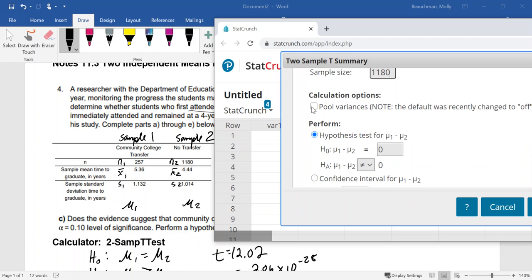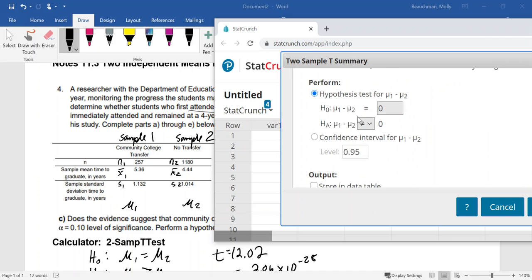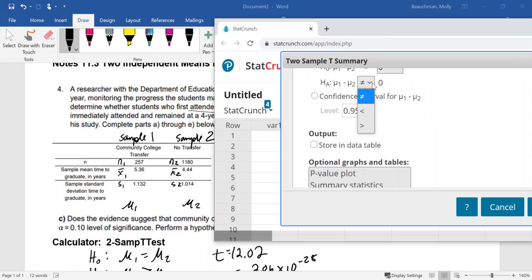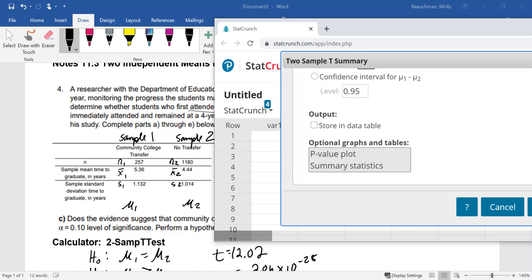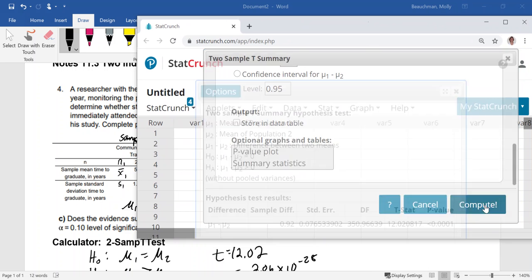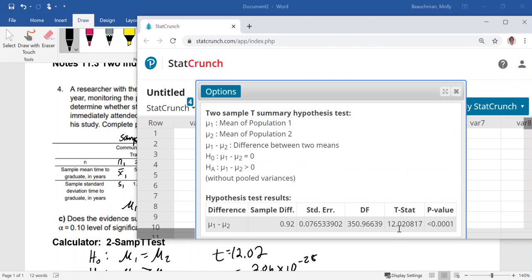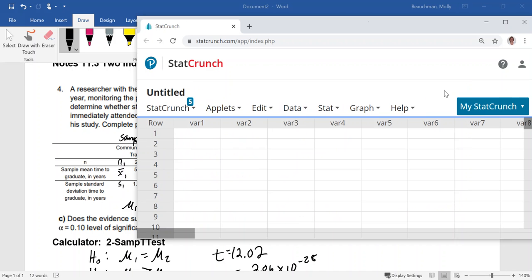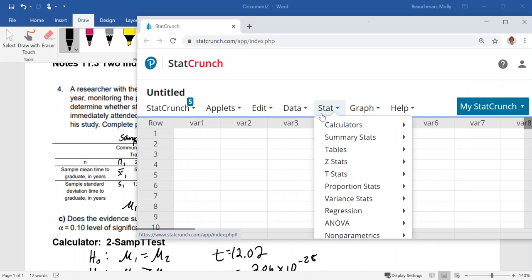And either pool or not pool, so default is off. And our hypothesis test is mean is equal to 0. Alternative is mean is greater than 0. Click on compute, and we get the same test statistic and p-value. And to run the confidence interval, you use the same.